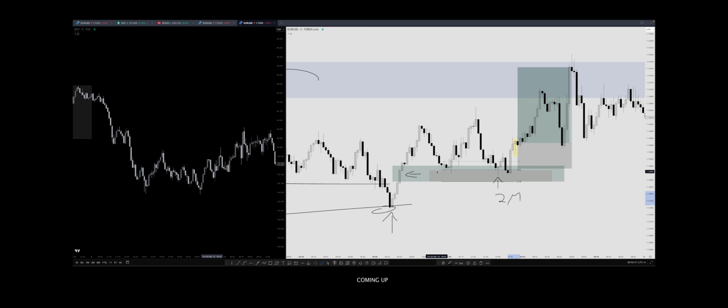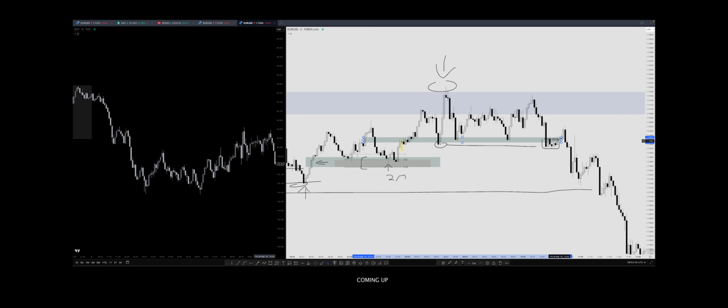So in this case, as this is a 5-minute point of interest, I want for price to create and eventually, notice what happens. It fully broke to the downside, came back, rejected it. In this case, what we have is fully confirmed.